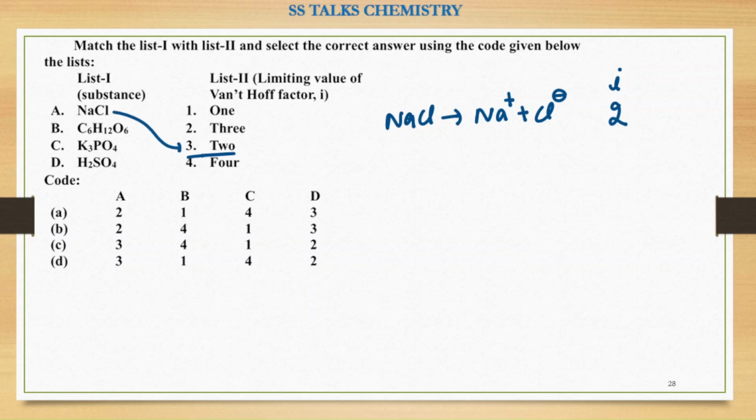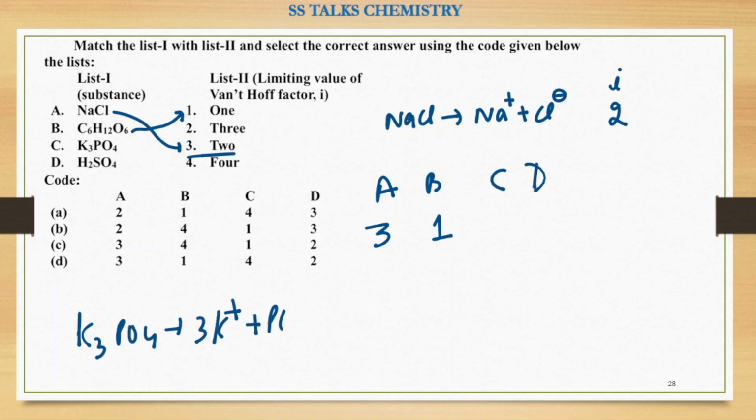Next is glucose, whose i value is going to be equal to 1 only. So with A, B, C and D, under A the code was 3, and with B it is 1. Now K3PO4 is going to give us 3K positive plus PO4 3 negative. So a total of 4 ions are being produced. So with C the code will be 4. Under D obviously 2 will come. Right. So 3142 is given to us in option B. Okay. So a very simple question.